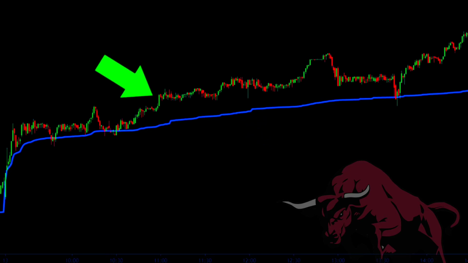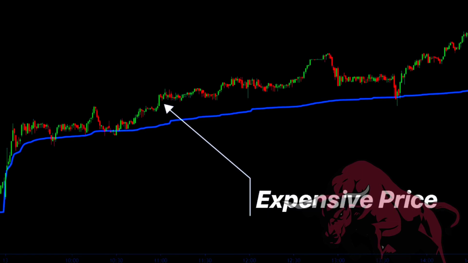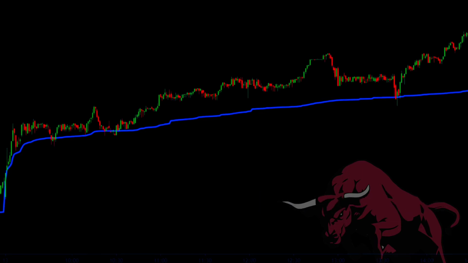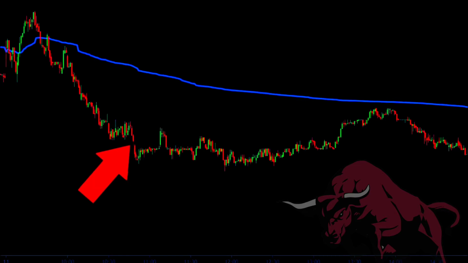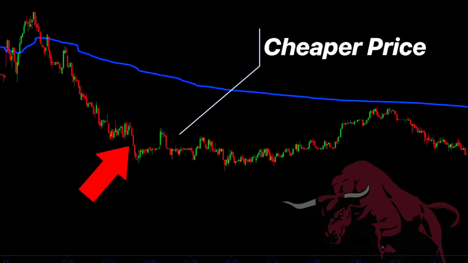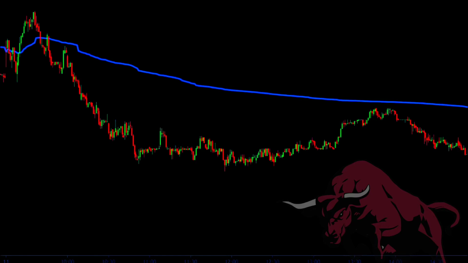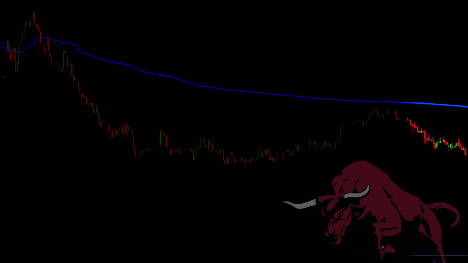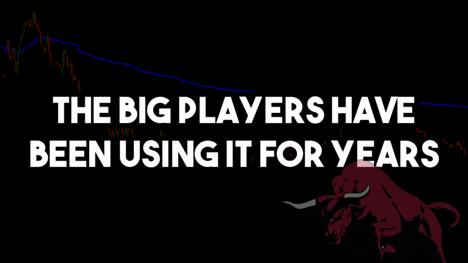So, if the price is trading above the VWAP, it will be considered as an expensive price. And if the price is trading below the VWAP, it will be considered as a cheaper price. The VWAP has gained a lot of popularity among retail traders in recent years, but the big players have been using it for years.